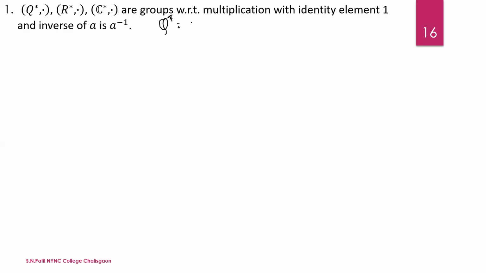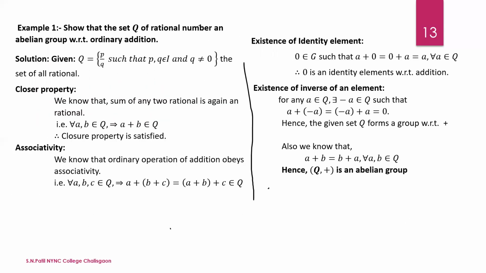star means what? We subtract the 0 from the Q. Similarly for R star, that is R minus 0. For C star, C minus 0. Okay, so taking help of the first example, we can show the Q star, R star, C star are groups with respect to multiplication with identity element 1, and inverse of every element is its reciprocal. Yeah, inverse of A is A raised to minus 1.